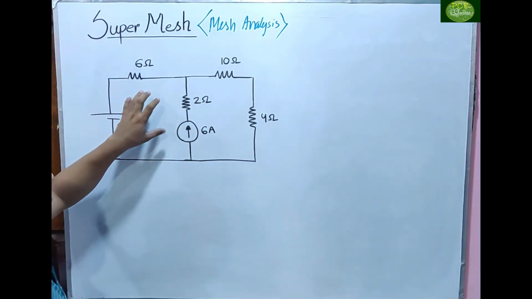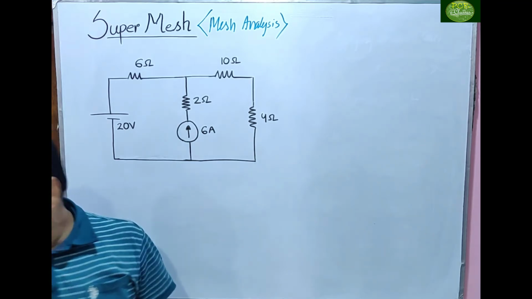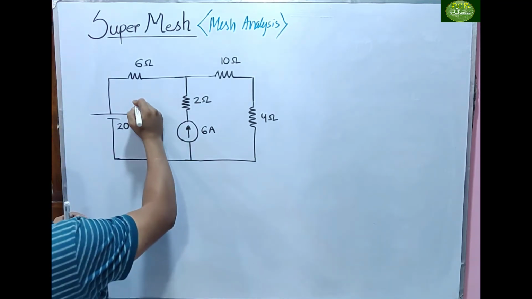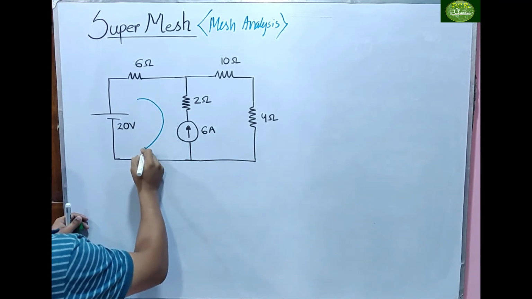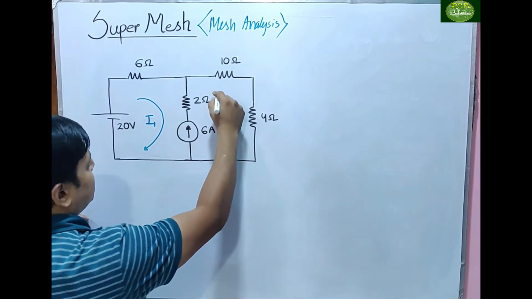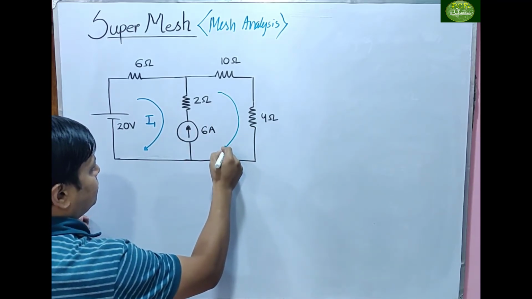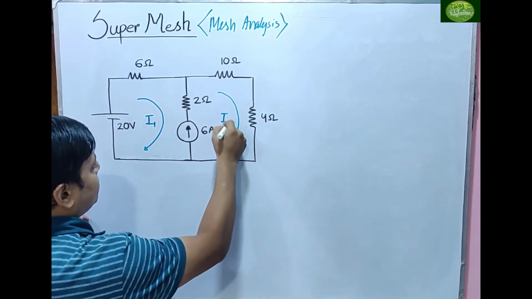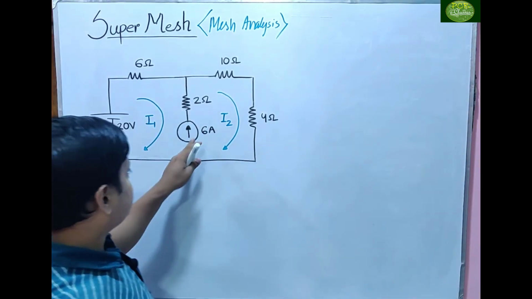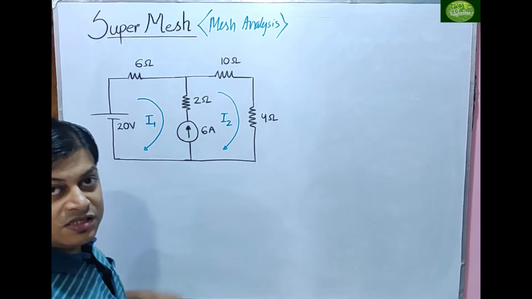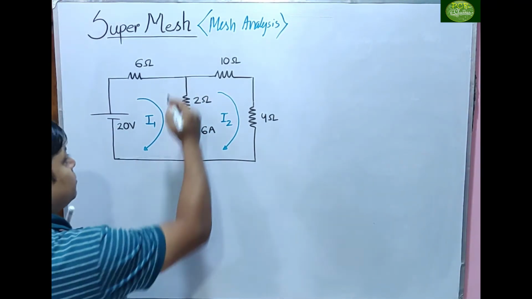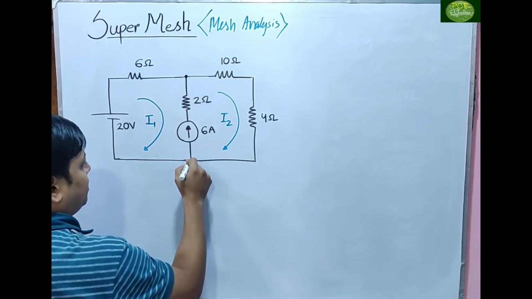For super mesh analysis, what is the first assumption we have to make? In 2 different meshes, you have to assume the current. Let us take this one as I1 and this one as I2. Next, you have to ignore that branch and consider a super mesh. This total branch will be ignored.